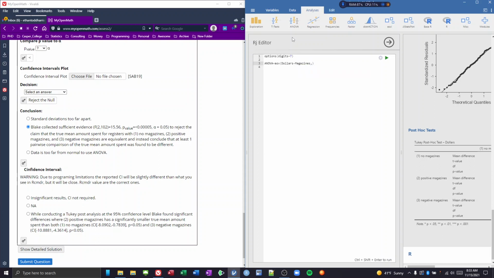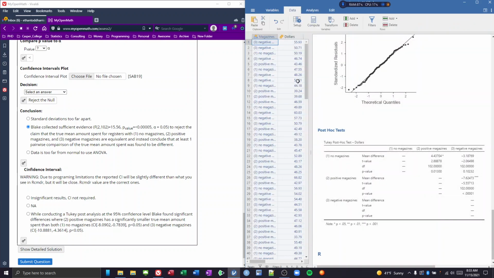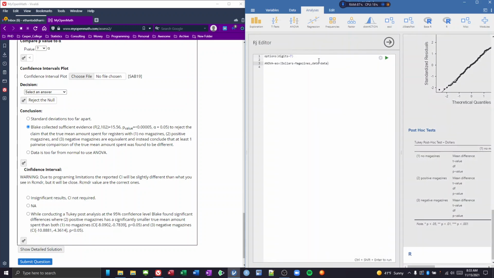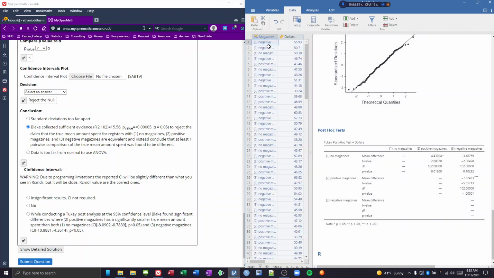Magazines. And then the last thing that you have to do is type data equals data. So the data that we put into our analysis right here is the data that we are calling on. Okay, so the only thing that would change if we were to do a different analysis so far is that these dollars and these magazines would change to whatever you have labeled your particular columns. Okay, let's go back to our analysis.